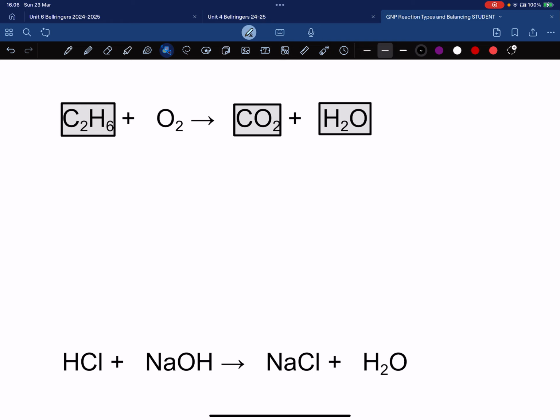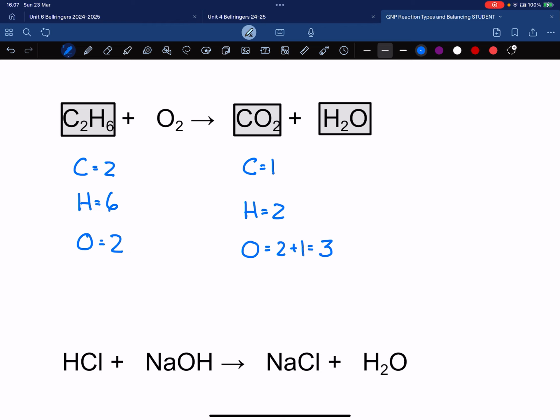All right, now, carbon, I've got 2, hydrogen, I've got 6, oxygen, I've got 2. On the other side, carbon, I've got 1, hydrogen, I've got 2, and oxygen, I've got 2 for the carbon dioxide plus 1 for the water, that's 3.